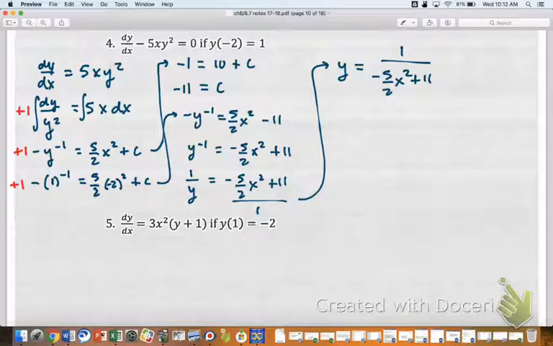So if I flipped them before I multiplied the negative over, that should still work, right? Because then you would have ended up with a negative 1 in the top over 5/2 x squared minus 11. Is that okay? Is it okay if the negative is out front? That's fine.